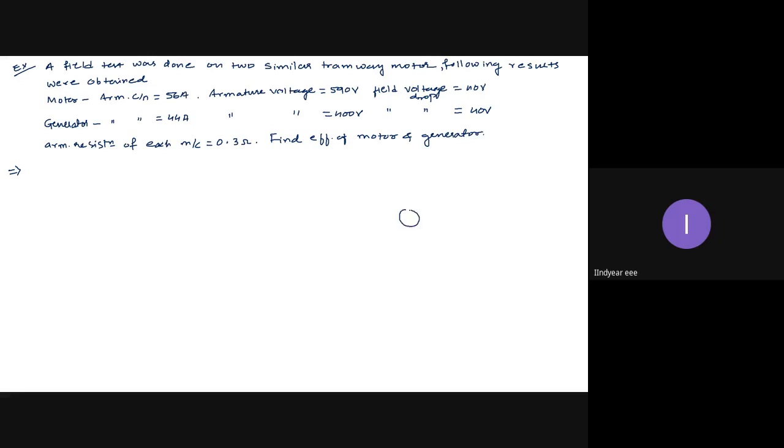So I have a motor and I have a generator, mechanically coupled. So when we say field test, it means machines are mechanically coupled, fields are connected in series with the motor. Okay, that is by default. I need not mention it in the problem statement, because, to just save time and energy, I did not use that.